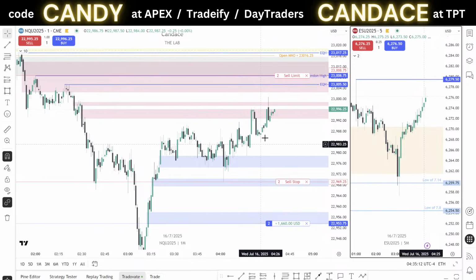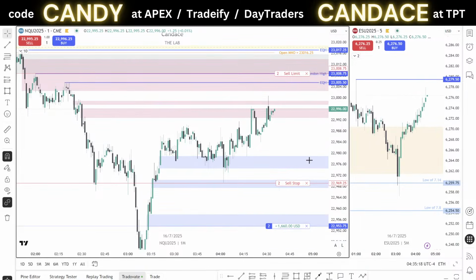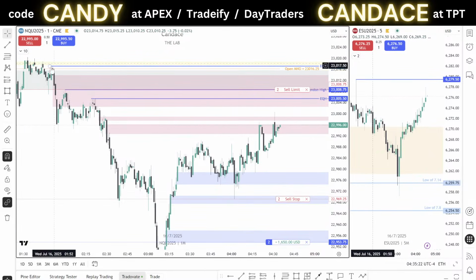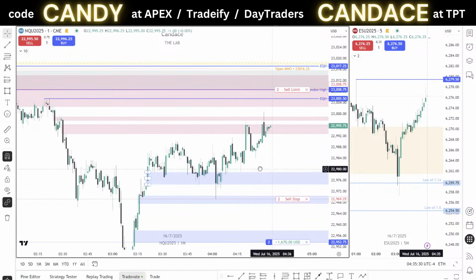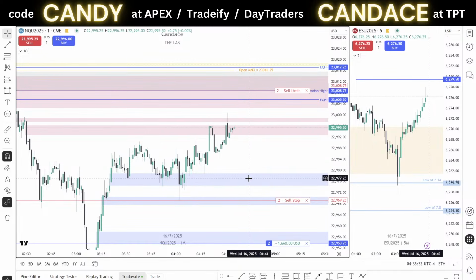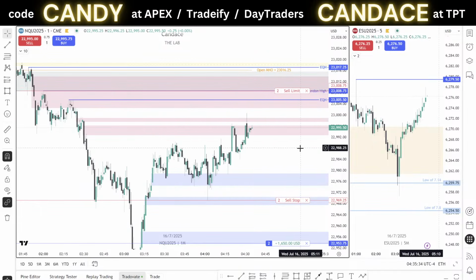I hope it's worth it because, as I mentioned before, we keep creating liquidity. But I still think it's possible. We got midnight opening price here. We got another equal high. We got an NDOG. But price may chase first and then go up. Still possible for that.